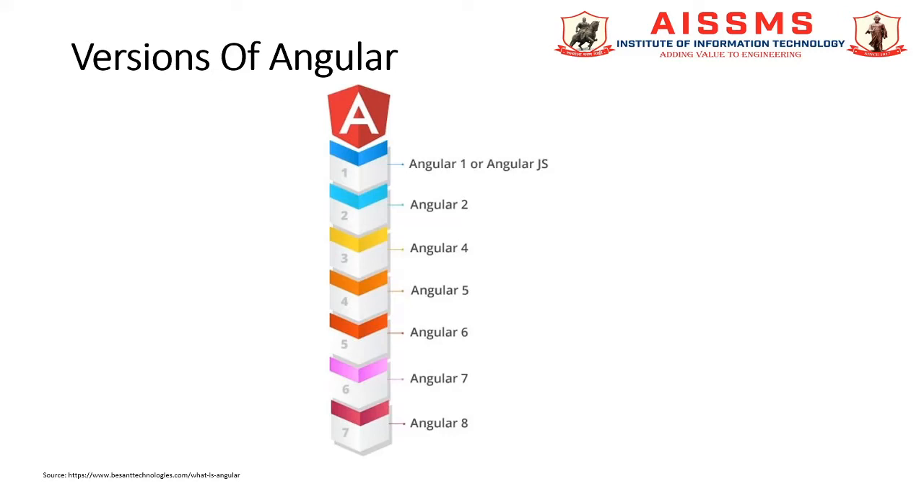Moving on to the next version, Angular 2. Angular 2 got released in the year 2016, which is the next version and a complete rewrite of AngularJS, that means the previous version. Mobiles and low-end devices are supported by Angular 2, which is 5 times quicker than Angular 1. To develop web applications based on JavaScript and HTML, Angular 2 is being used.